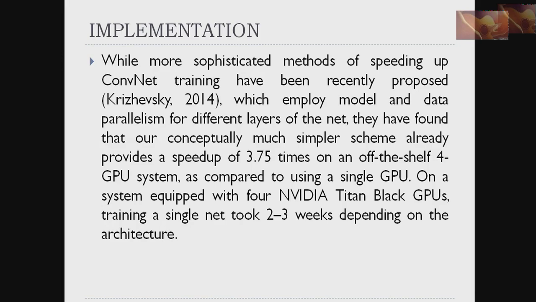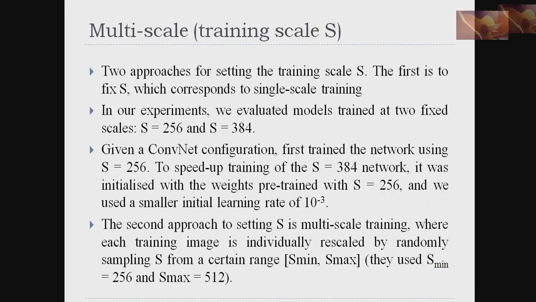On an off-the-shelf 4 GPU system, as compared to a single GPU, using a system equipped with 4 NVIDIA Titan Black GPUs, training a single net took 2-3 weeks depending on the architecture, meaning A to E. Two approaches for setting scale: this I have explained. The second approach is multi-scaling, which I have also explained, training images individually by randomly rescaling.